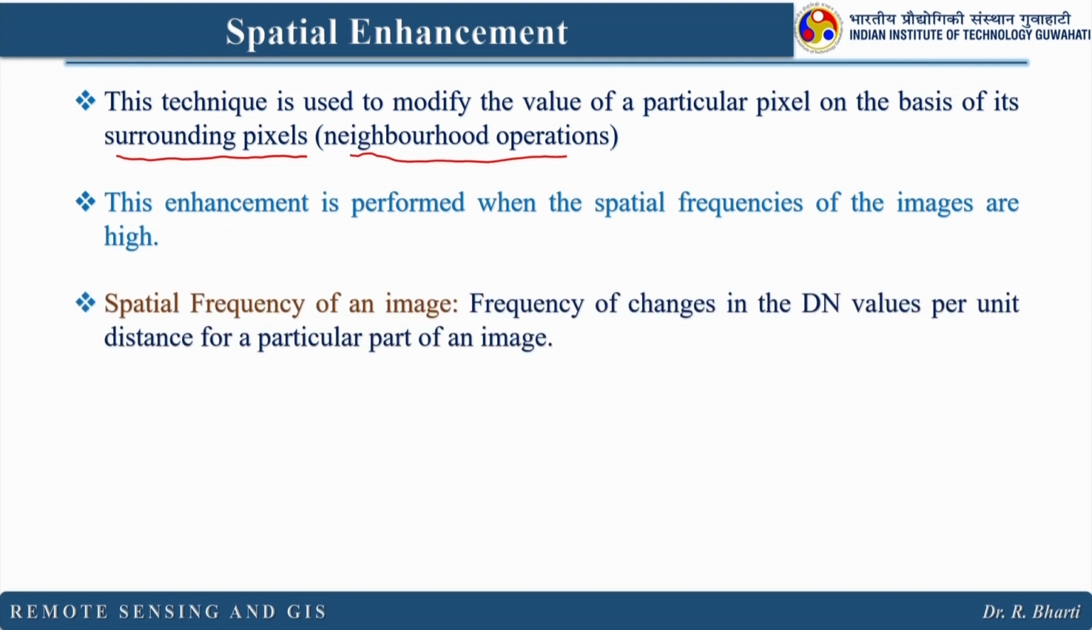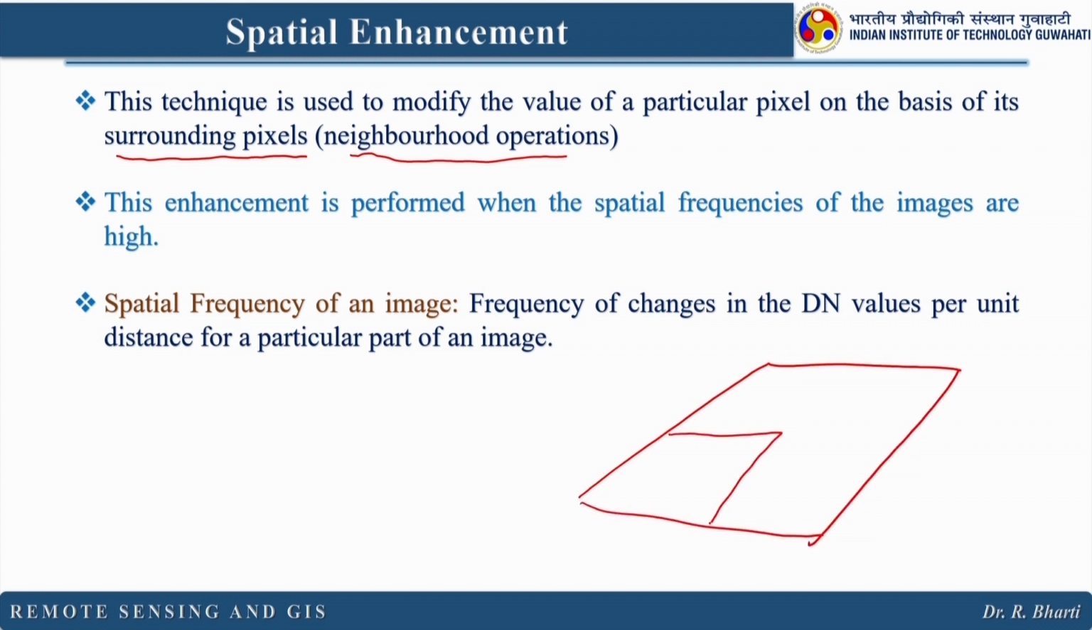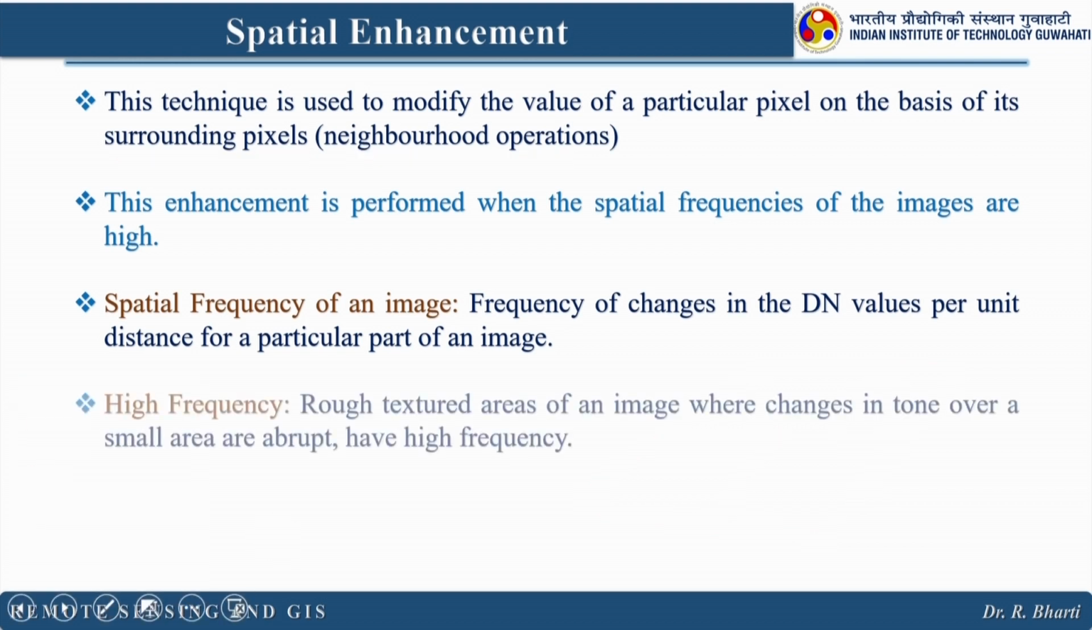So here let us see what we mean by spatial frequency of an image. It is the frequency of change in the DN values per unit distance for a particular part of an image. So if this is your image, we are talking about only a particular portion or particular area of that image, not the entire image, right? So this is to remember.